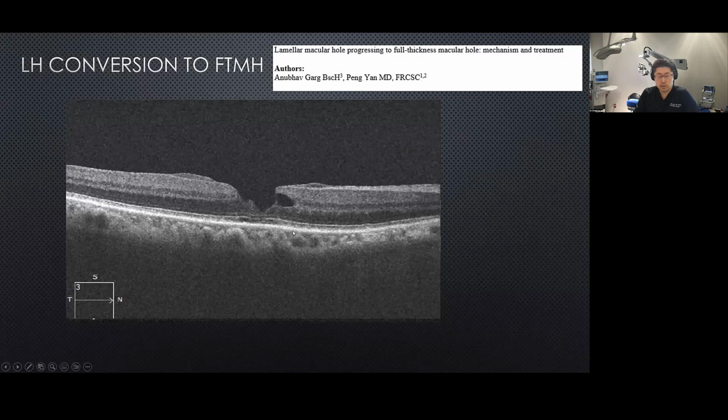And for those who are interested, you can always look this up. A subfoveal stress line usually can potentiate an impending macular hole to a full thickness macular hole. It's usually right in the middle of the fovea. You can see this very faint subfoveal stress line.